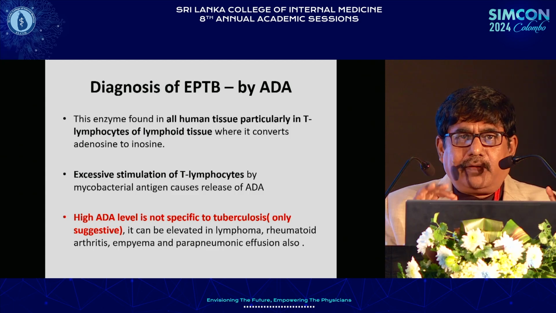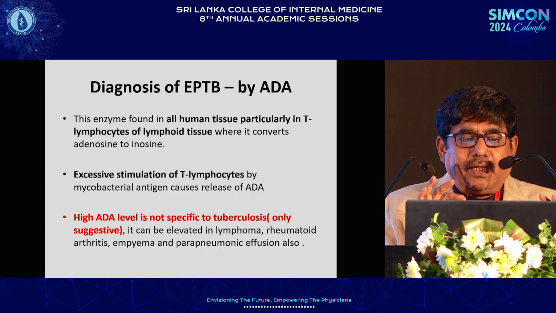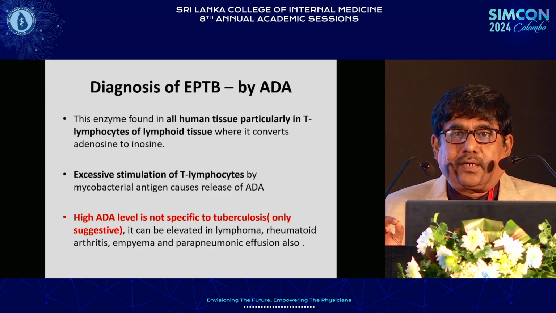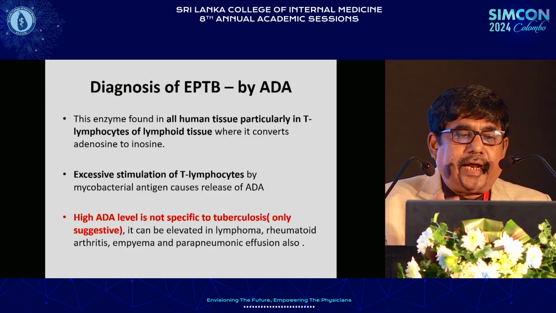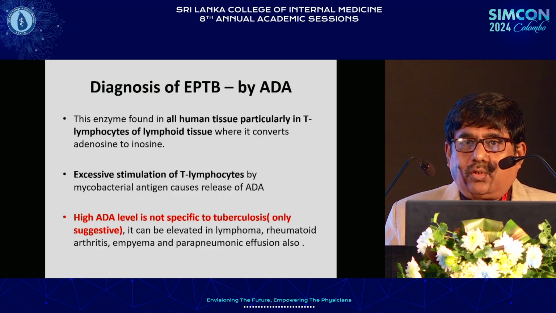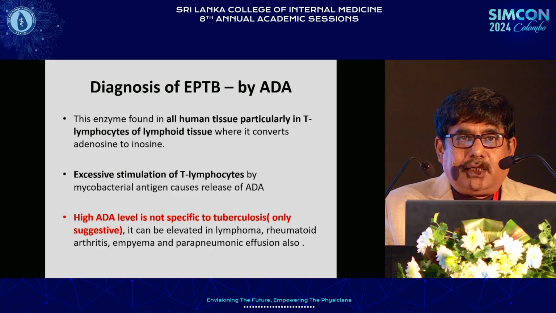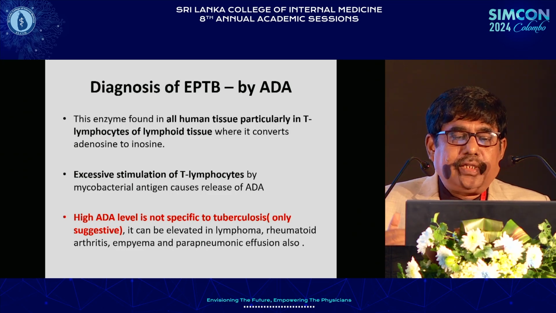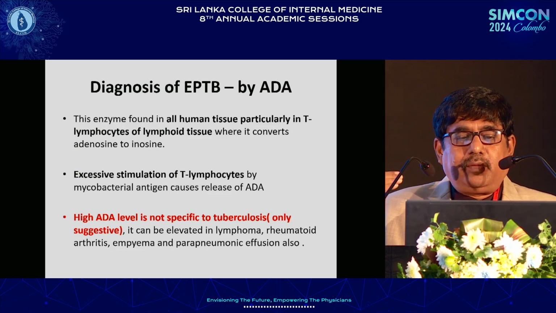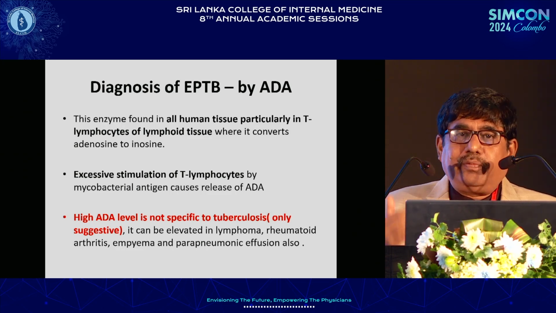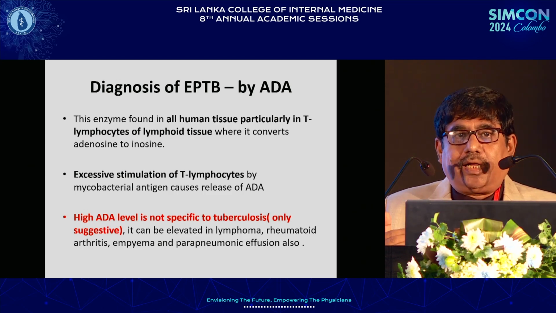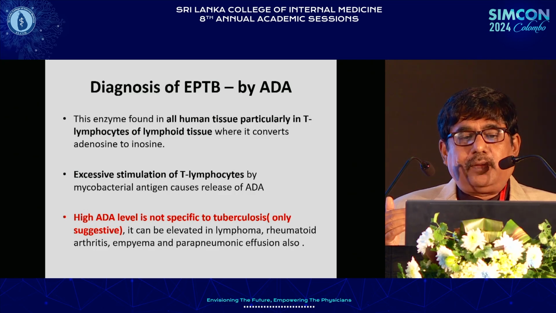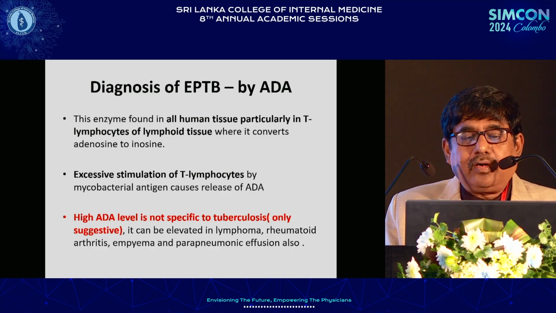And ADA, another test we use very commonly. A high level of ADA is suggestive, but not specific for tuberculosis, because ADA is basically a lymphocytic product. So in diseases where there is a lot of lymphocyte involvement, we get high ADA. There are other diseases such as lymphoma, rheumatoid arthritis, and parapneumonic effusion where we can get high ADA. That is why ADA is very sensitive and highly suggestive for tuberculosis, but not specific.